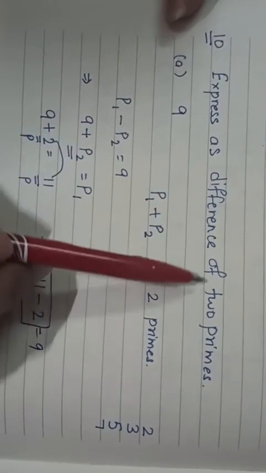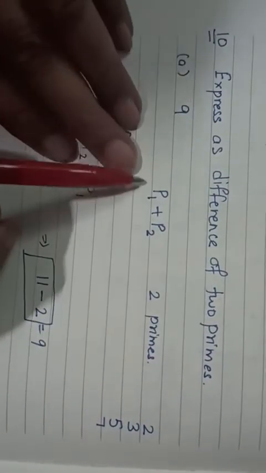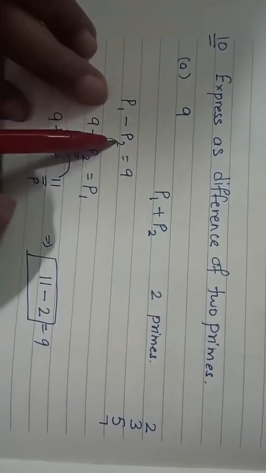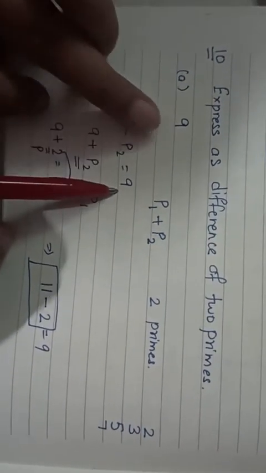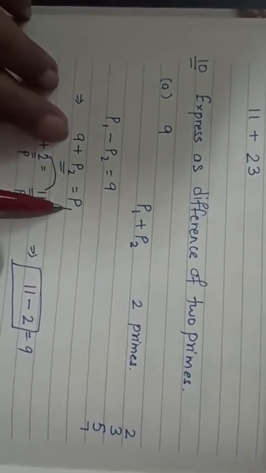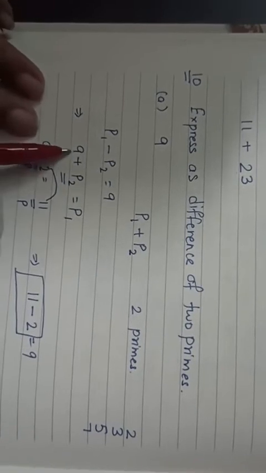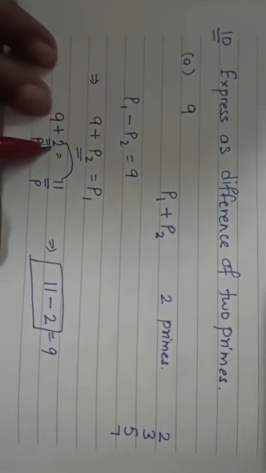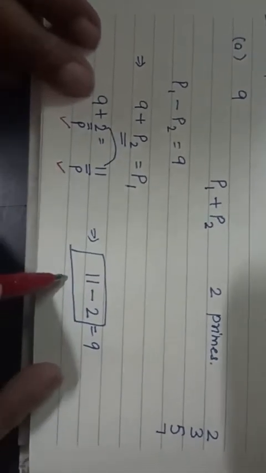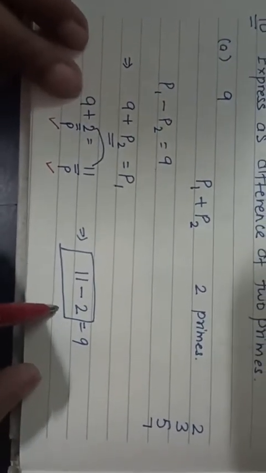Express as a difference of two primes. So suppose there are two primes, the difference of these two primes should be 9. This means that 9 plus this prime number gives the other prime number. Suppose I have 2. So 9 plus 2 is 11. Now this is also prime, this is also prime. This shows that 11 minus 2 will be giving 9.